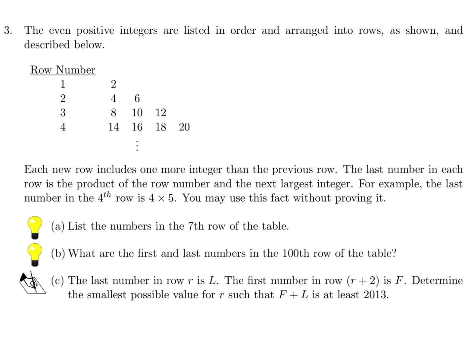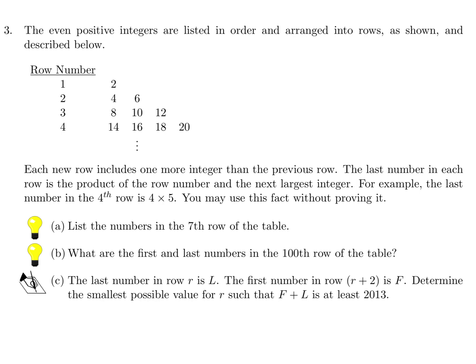The even positive integers are listed in order and arranged in rows as described below. Each new row includes one more integer than the previous row. The last number in each row is the product of the row number and the next largest integer. For example, the last number in row 4 would be 4 times 5. List the numbers in the 7th row of the table.